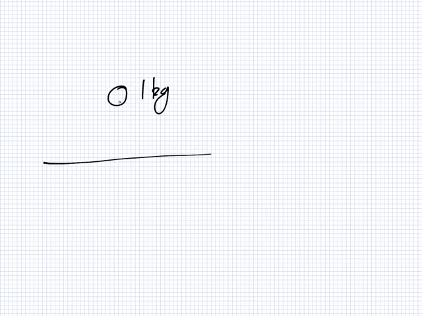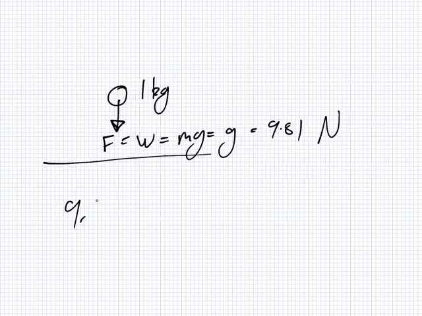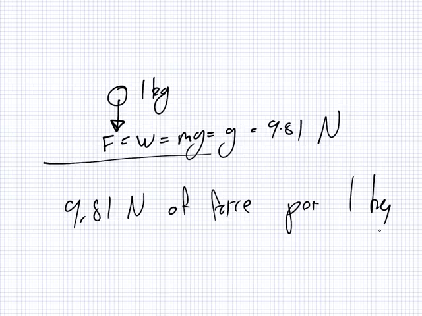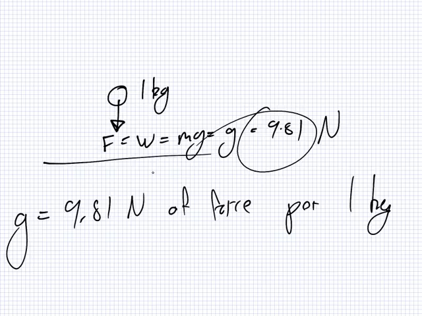So, let's calculate the force. The force is equal to the weight, which is equal to mg, but if m is 1, that's equal to g, which equals 9.81 newtons. So you have 9.81 newtons of force per 1 kilogram. This is the gravitational field strength, which is also the same as the acceleration.